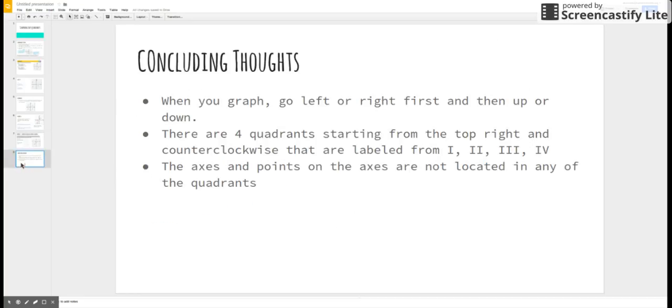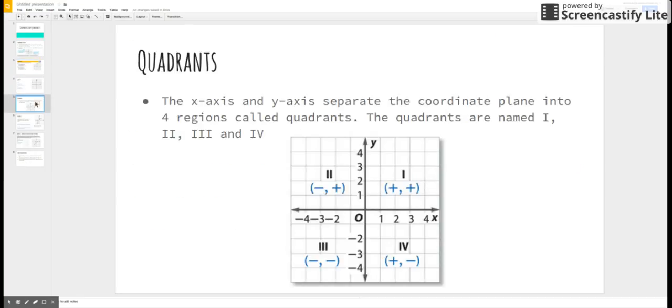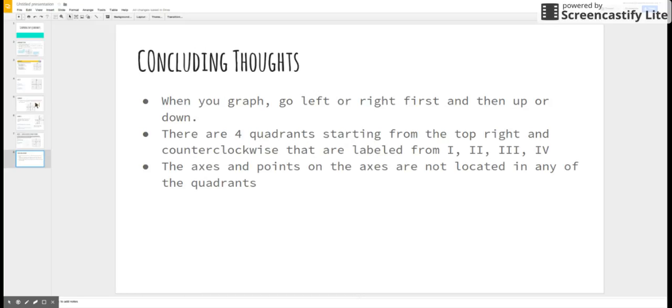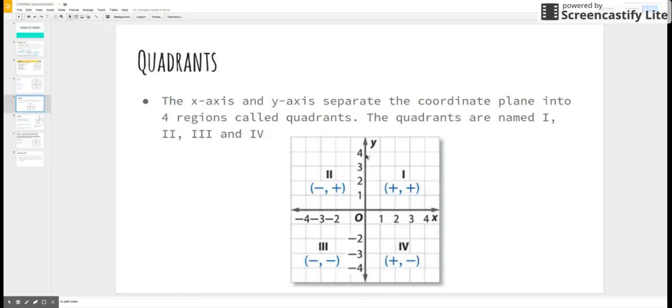All right, some concluding thoughts. When you graph, go left or right first, and then up or down. So you go across first and then up or down. There are 4 quadrants starting from the top right and counterclockwise that are labeled 1, 2, 3, and 4. Notice that these are Roman numerals. And the axes and points on the axes are not located in any of the quadrants. So if I go back to this slide, 1 starts at the top right and then it goes counterclockwise. 1, 2, 3, 4. And then just remember that any points along here and here along the axes are not in any quadrants.